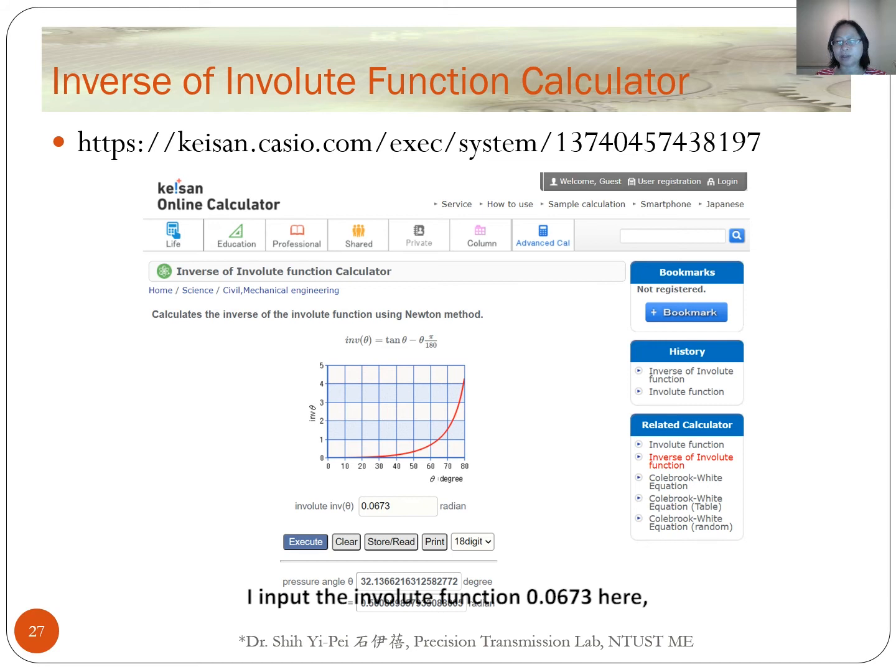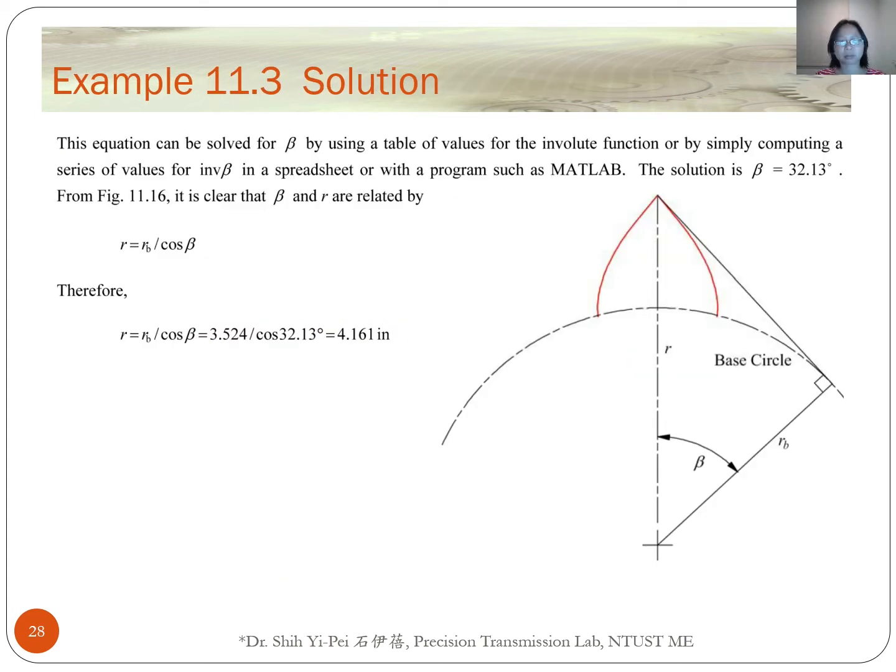I input the involute function 0.0673 here and click the execute button here. We can get the angle beta equal to 13.1737 degrees. We know R is RB over cosine of beta, and beta is 32.13 degrees. So we can get R equal to 4.161 inches.